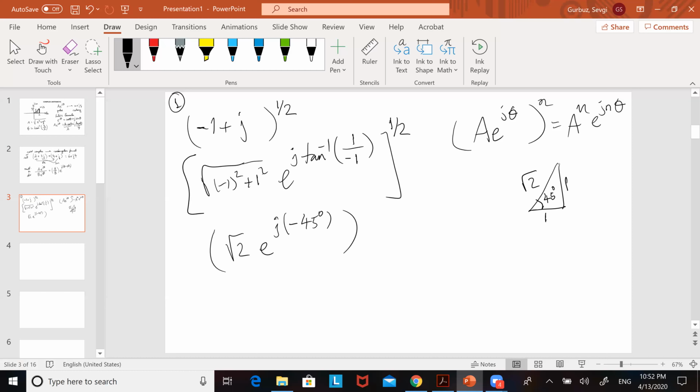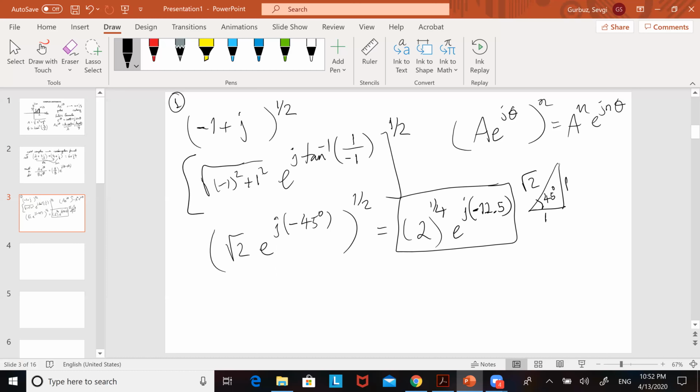And of course, all of this then has to be square rooted. So this would be 2 to the 1/4, whatever that number comes out to be, times e to the j minus 45 degrees divided by 2, which would be minus 22.5 degrees. So this is the polar format for the number that we're seeking.